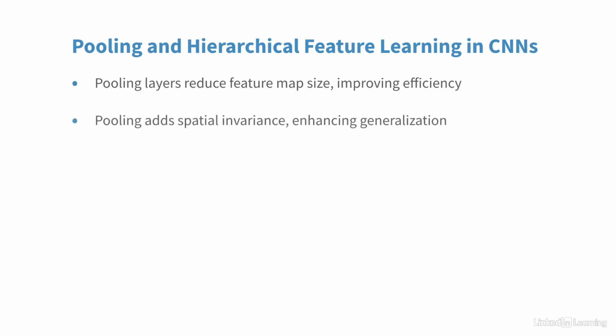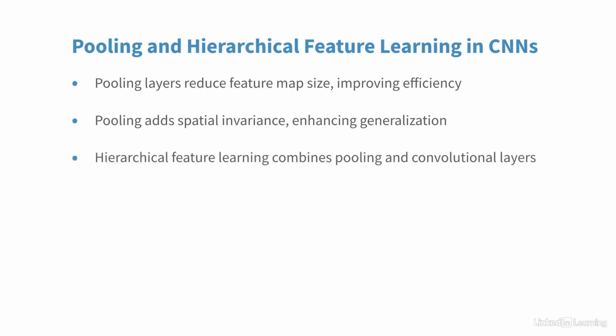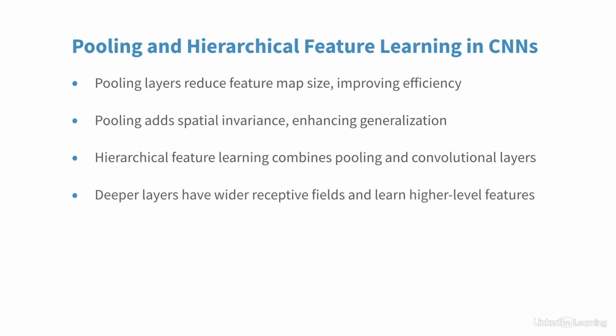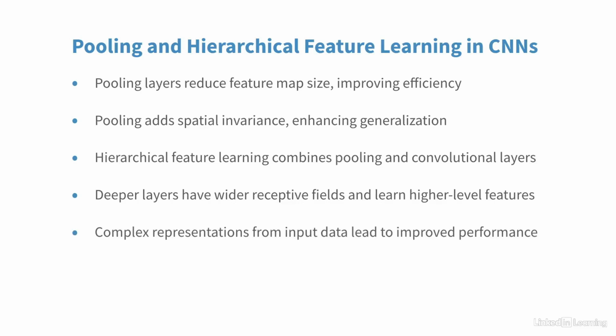Pooling in CNNs adds spatial invariance, making the network less sensitive to small input variations. This, in turn, enhances the network's ability to generalize to new examples with slight variations compared to the training data. Hierarchical feature learning uses pooling and convolutional layers to teach the network various features. Deeper networks tend to have wider receptive fields and learn higher level features. This organization creates complex and abstract representations from input data, leading to better performance on computer vision tasks.